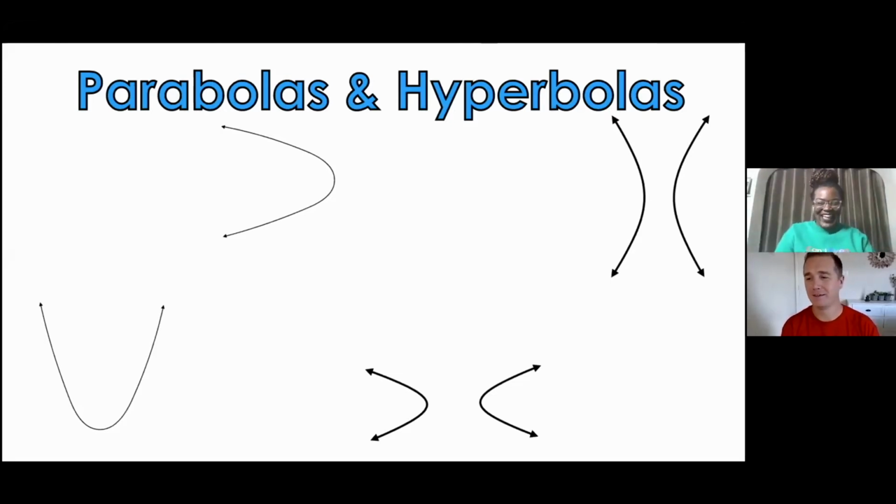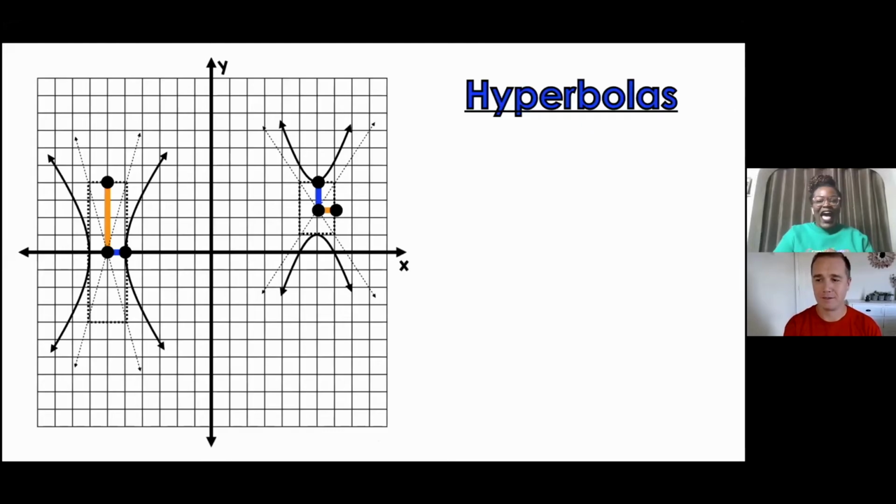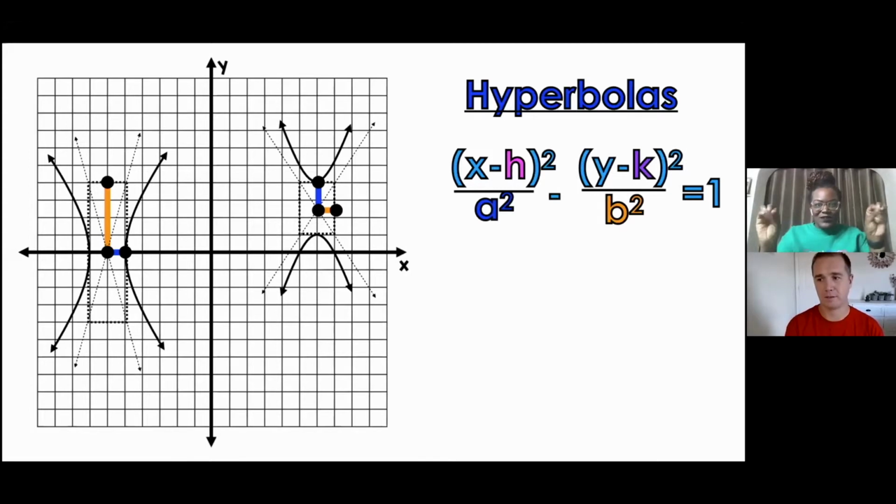Okay, so we have two different types of hyperbolas. They can either open up and down, or they can open left and right. That depends on our a values. So I have (x minus h) squared over a squared minus (y minus k) squared over b squared equals 1. Very similar to the equation of an ellipse, but there's a minus in the middle instead.